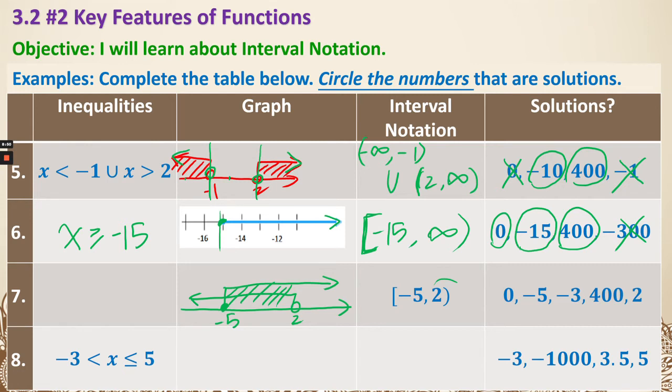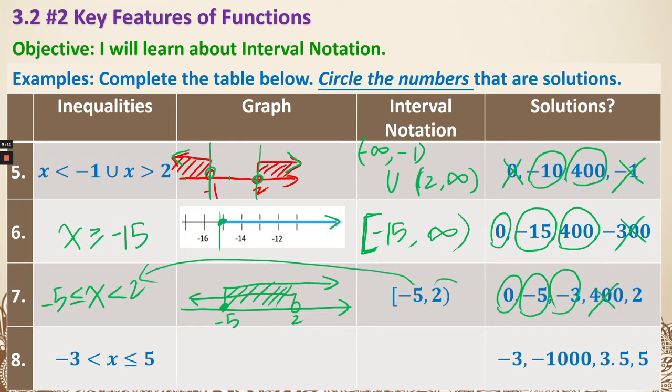So now I can write my inequality, start from -5, less than or equal to x, which is less than 2. And you can also start from just at 2, write the inequality. Start from -5, then ends at 2. 0 is in between, it works. -5 is the endpoint, that is a solid point, so it works. -3 works, it's in between, 400 is not, and 2 is an open circle, so 2 is not included.